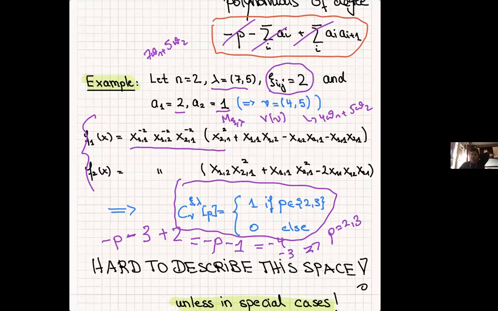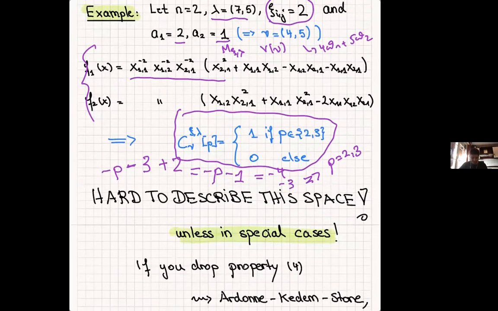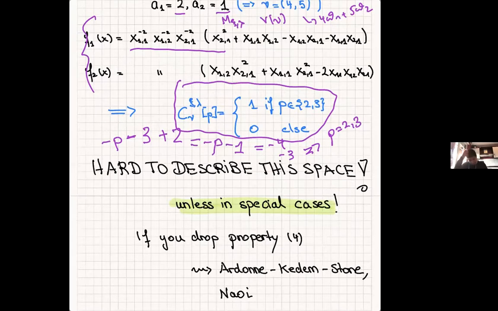But generically, to come up with a combinatorial parametrization of this dimension is hard to describe, except in special cases. Namely, if you drop property 4, you can do that to solve the fusion product of Kirillov-Reshetikhin modules, but not the graded one, just the classical one. You can do it also for the graded one, of course, but it was done for the classical one by these two papers, Adon, Kedem, Stone, and Naoi.